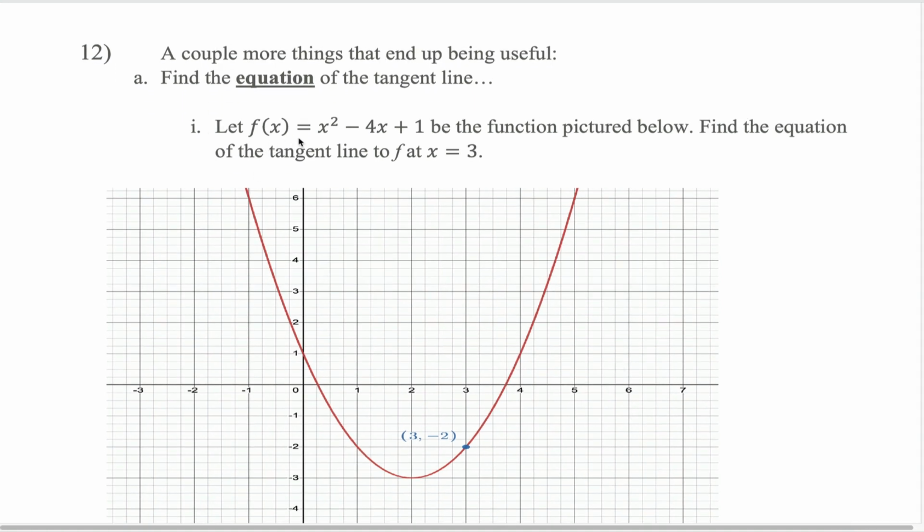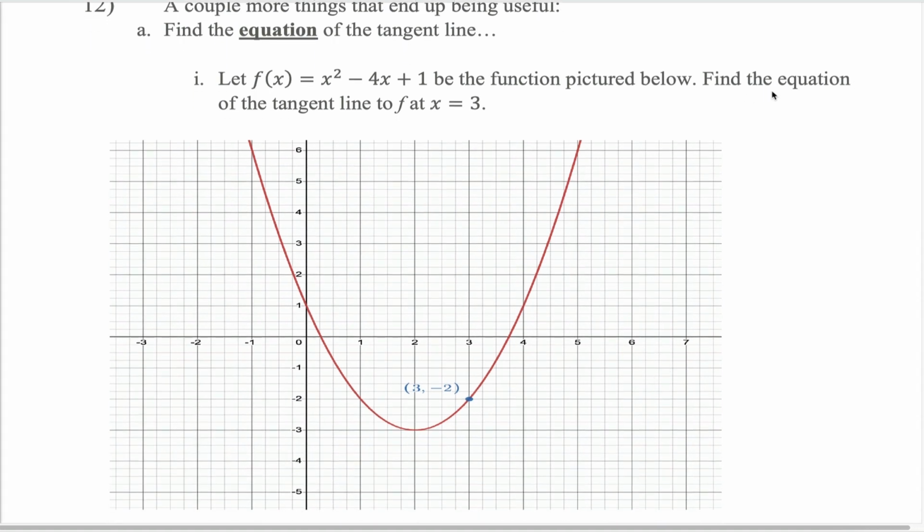So suppose you have this function f of x equals x squared minus 4x plus 1, which for your convenience I've graphed in front of you. What if you want to find the equation of the tangent line to this function at x equals 3? It's easy enough to draw the tangent line itself. It looks more or less like this. And what we've been focusing on so far is finding the slope of the tangent line. But here, not only do we want the slope of the tangent line, we also want the equation of the tangent line. So this is going to be a multiple step question.